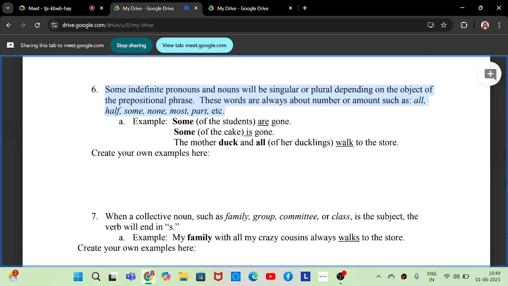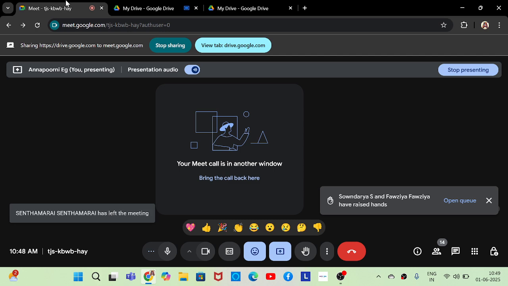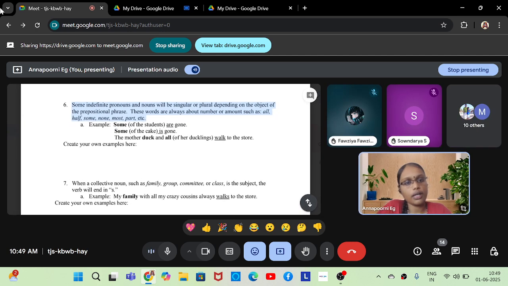You know what is meant by a prepositional phrase? What is meant by an object also? So depending on the object, some indefinite pronouns will become singular or plural. For example, some of the students are gone.